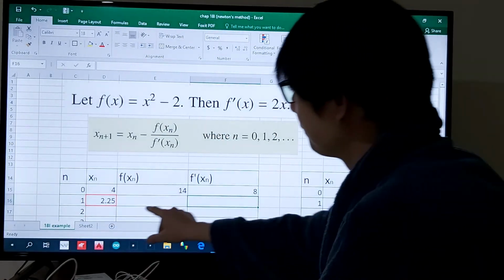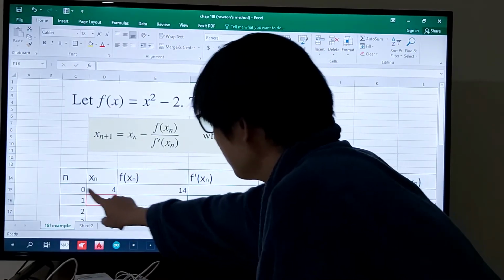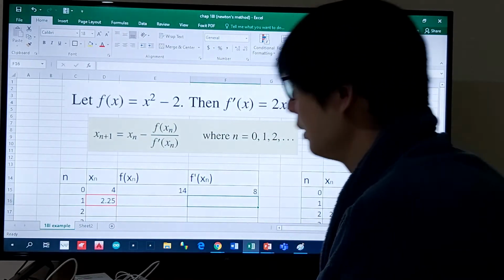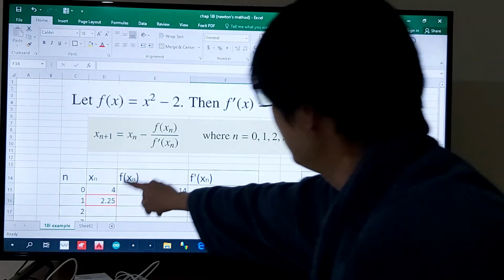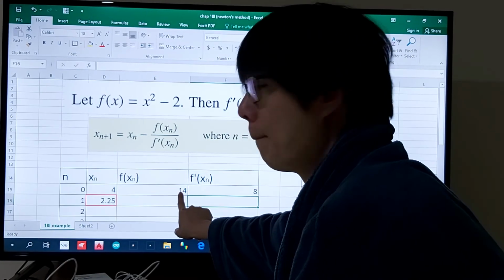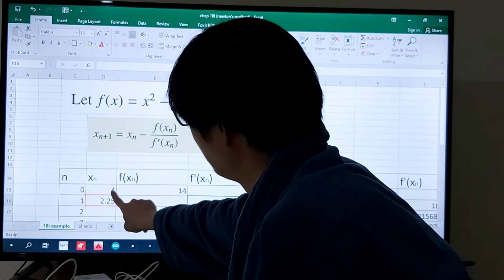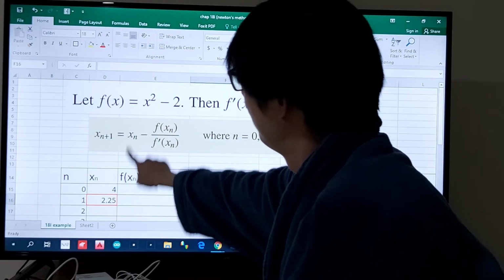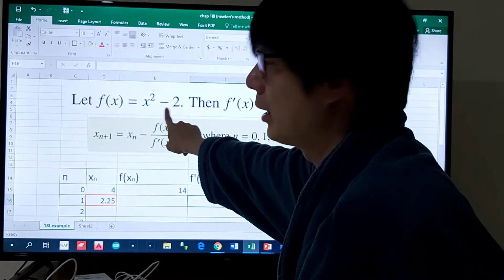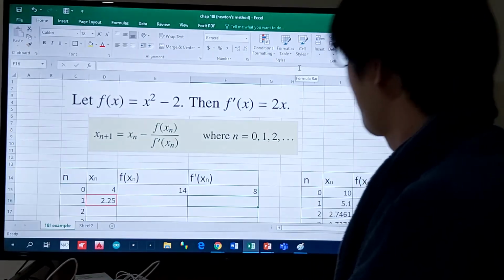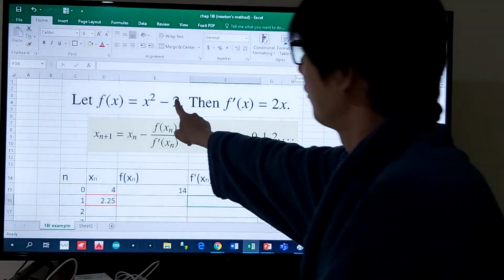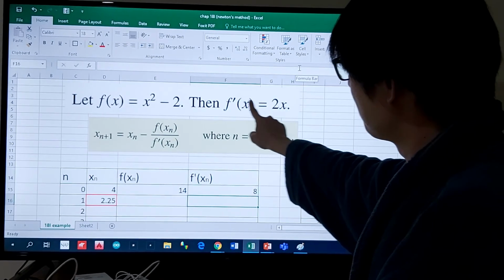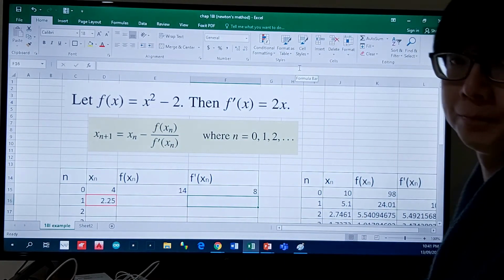In this example, I start with 4. So at first n is 0, x is 4, so you key in 4. This one you key in 4. And for f(xn), how do you get this value 14? Basically, you substitute x equal to 4 into your original equation: 4 squared minus 2, 16 minus 2, 14. F prime x is 2x, right? From this, the derivative is 2x. So 2 times 4 is 8.